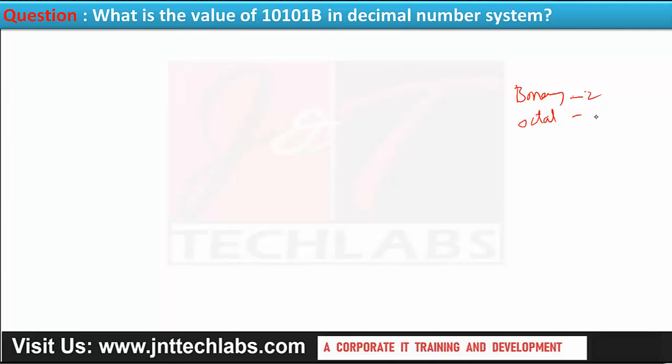Octal number system, radix number is 8, and decimal number system, which we regularly use, radix number is 10, and hexadecimal number system, radix number is 16. So these are the different kinds of number systems. How to convert from one to another, and directly from one to another, there are many more things. So we should be very clear about this conversion process.